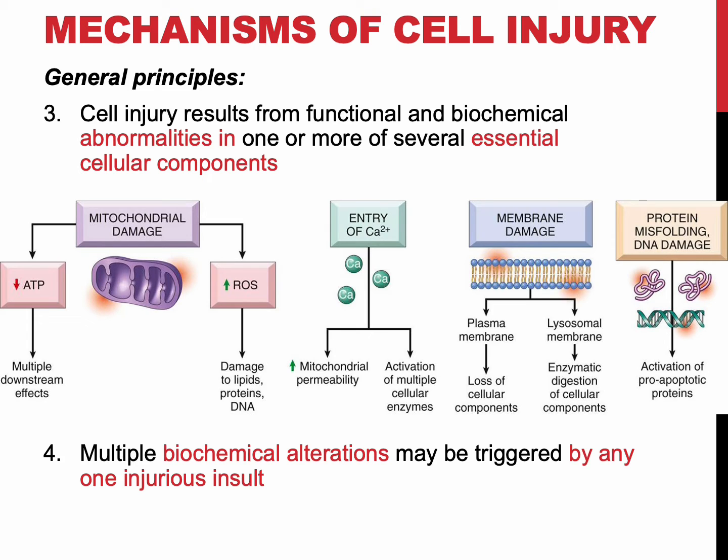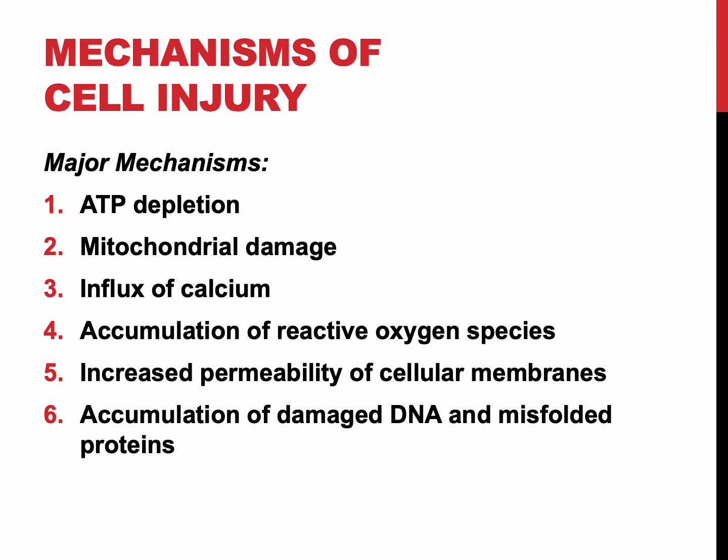And it's also important to know that this type of alteration of the essential components of the cell itself can be triggered by any type of injurious insult. You will see that depending on the type of injury, there's a favor towards certain types of injury or certain types of cell reaction. And again, we'll go through that as we go through the different mechanisms of cell injury. So let's go through them.